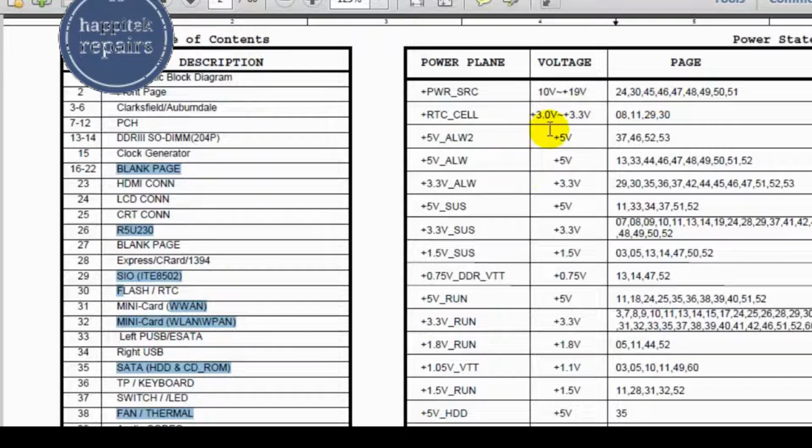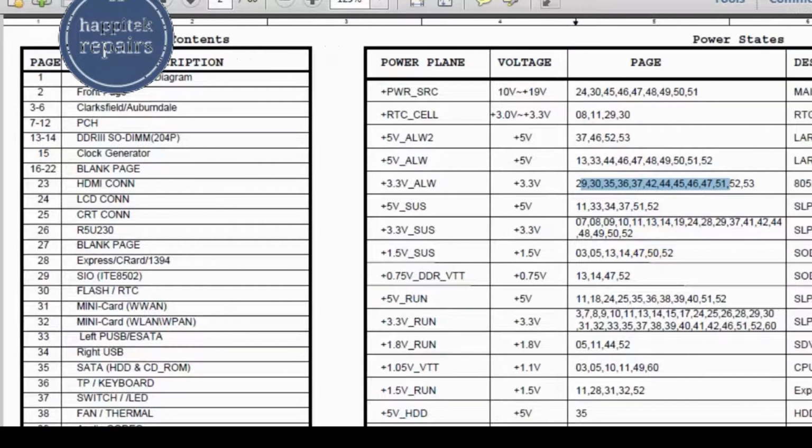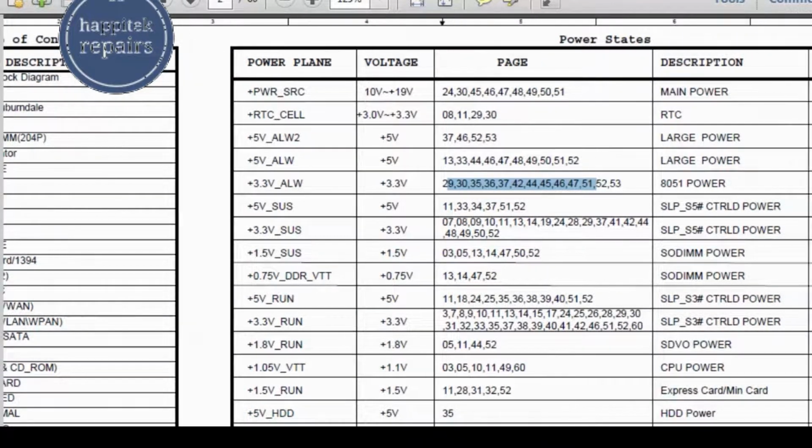All this voltage is going on which page, which components, like supply are there. Plug 5 watt is always going on this page. 3.3 is also going on these ICs. So these are the page numbers where the power is supplied. You can check. This is the main power. This is RTC, large power, starting power, 8051 power, SLP. These whole details are there.